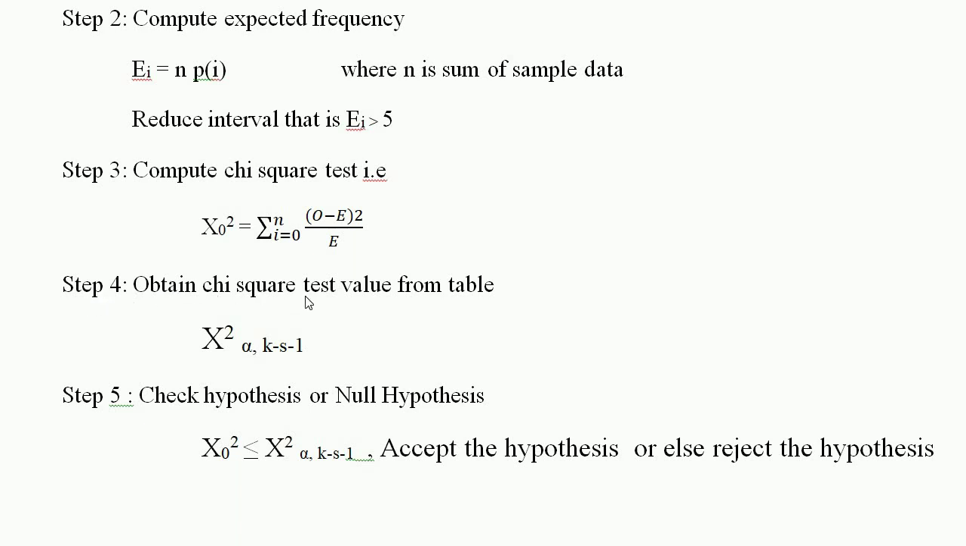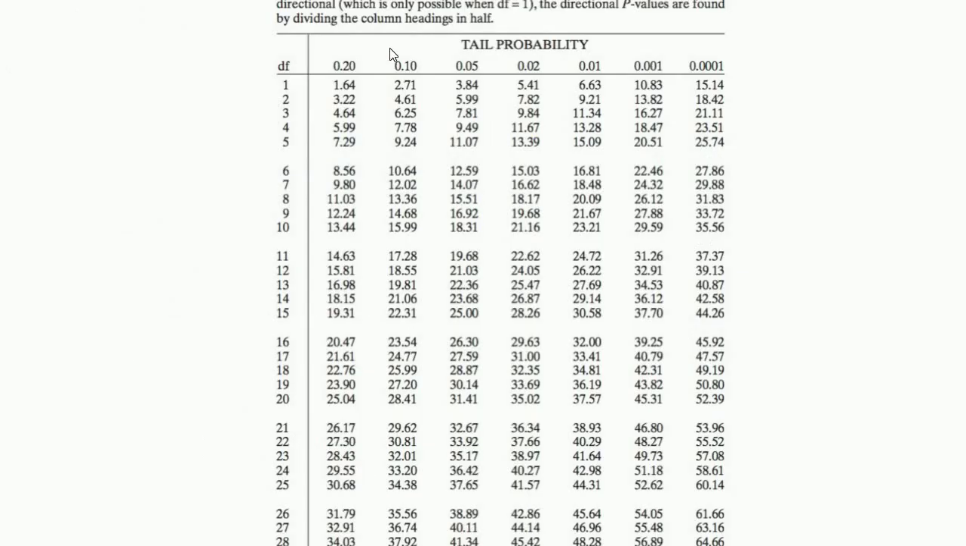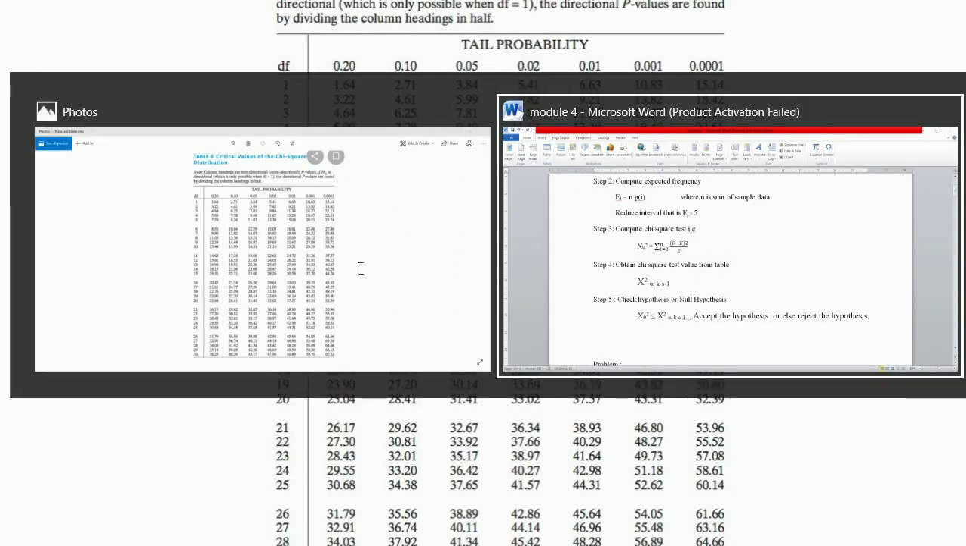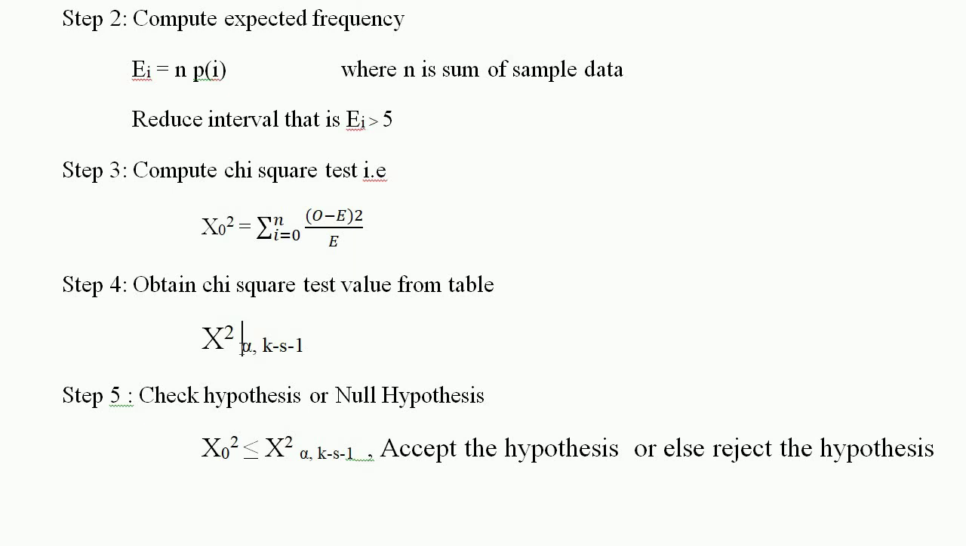And in step 4, obtain the chi-square critical value from the table, that is, chi square alpha comma k minus s minus 1. What is the chi-square table? Here we have a chi-square table. Using this table, we take the alpha value on the x-axis and k minus s minus 1 on the y-axis. By seeing these two values, we calculate the critical value, chi square alpha comma k minus s minus 1.